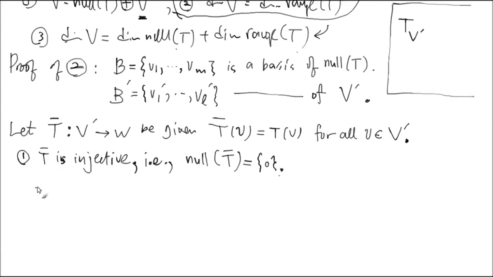The proof: if T bar of v is 0, so I'm looking at v coming from V prime, right? Isn't that, because of the definition, T bar of v is also T of v? Is that right? That's the definition. It's 0. So what conclusion do we have? V is in the null space of what?